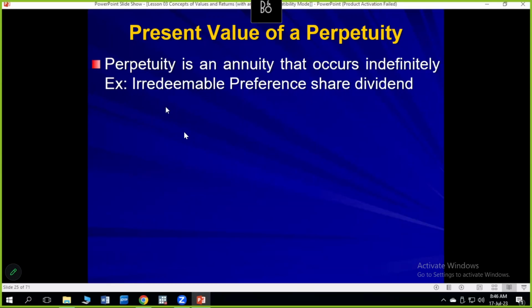Permanently it will be coming as a dividend, and it can be a definite payment also. So it is simply given by: the present value of a perpetuity is equal to the annuity over i, annuity over i.